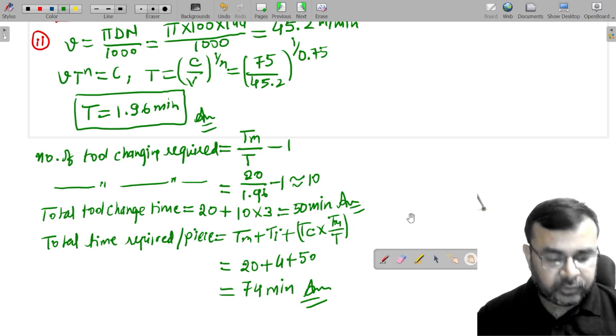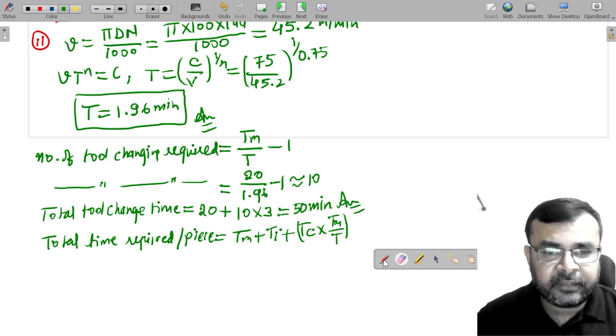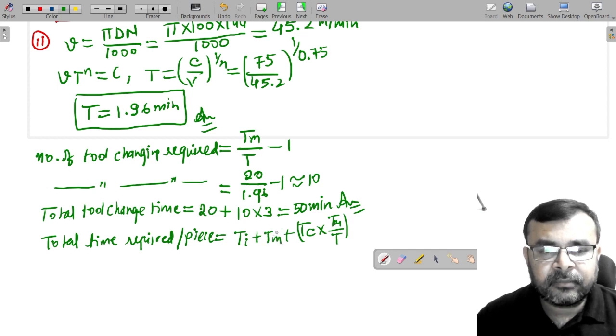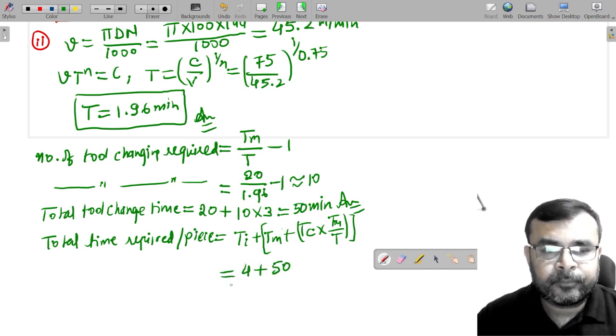So like this we can solve this problem. Sorry, why am I writing 20? Because total tool changing time is already given here. I am writing Ti plus Tm, this one. So this time is already determined in the previous step. So simply it can be written as 4 plus 50.